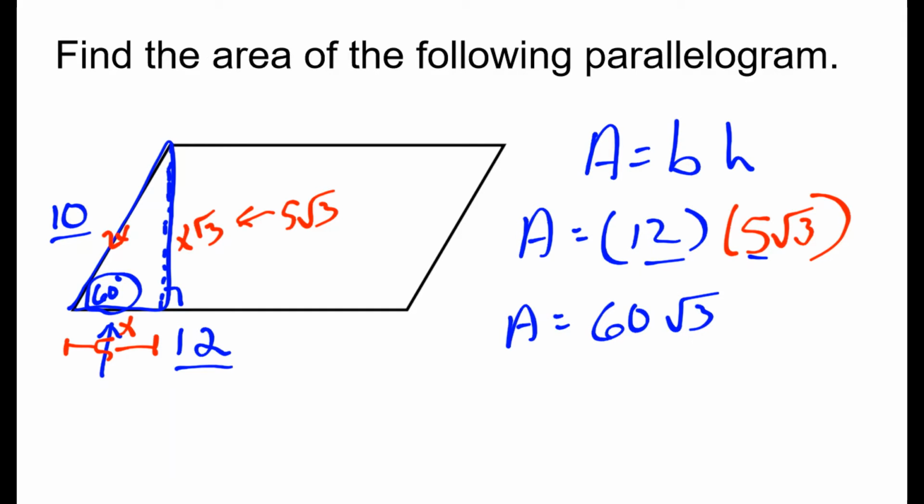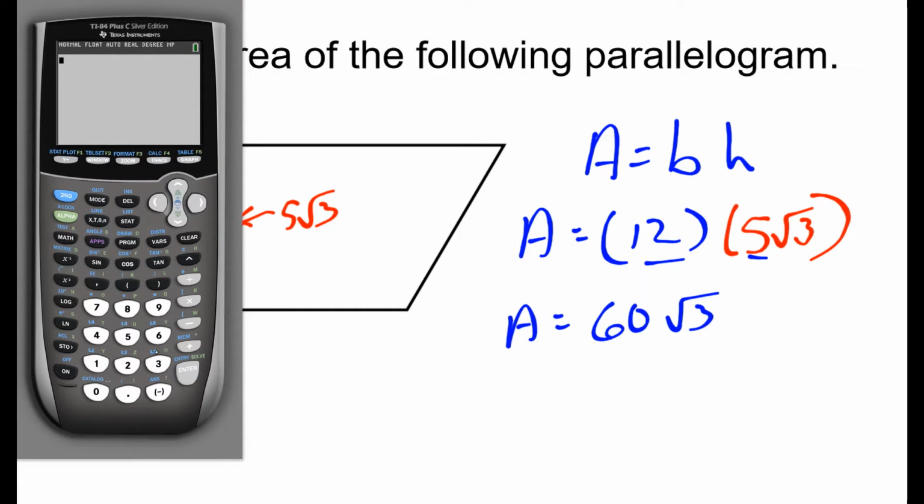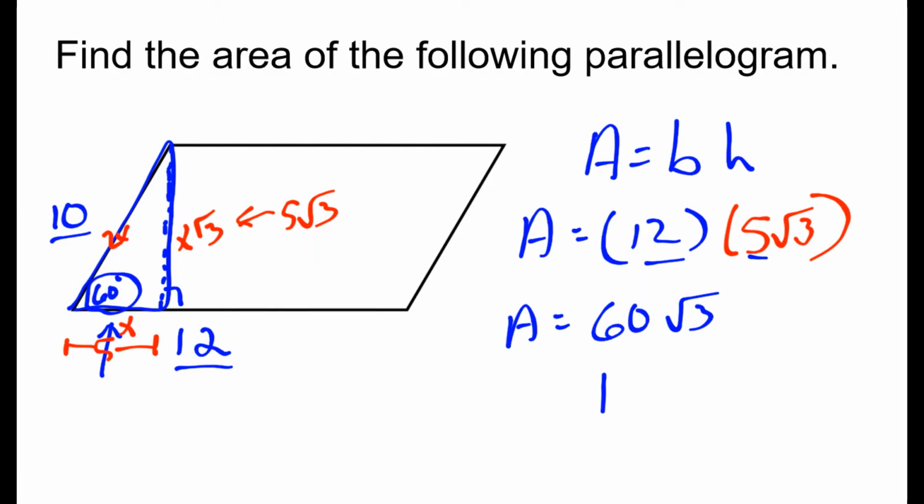We're going to load up our calculator here, and we're going to go with 60 times the square root of 3, and we're going to get our answer here, which is 103.9. And our area would be in units squared. When we're dealing with area, we're always talking about square units.